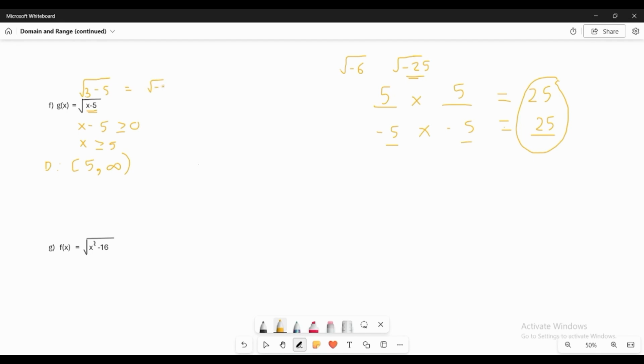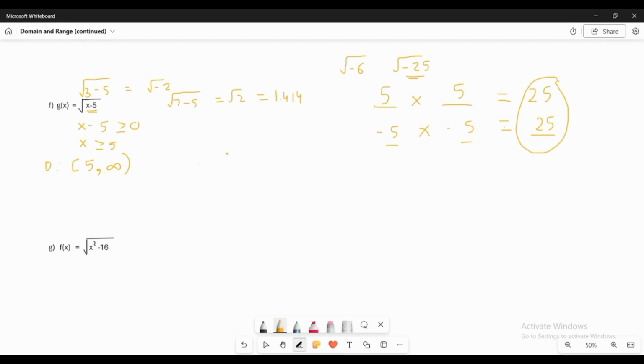And as we have already discussed, that should not happen. But if you take any number greater than or equal to 5, let's say we are taking 7, then 7 minus 5 is 2, and its square root is square root 2, whose value is approximately 1.414. So you can see here that any value of x that we take greater than or equal to 5, we are always going to get an answer greater than or equal to 0.